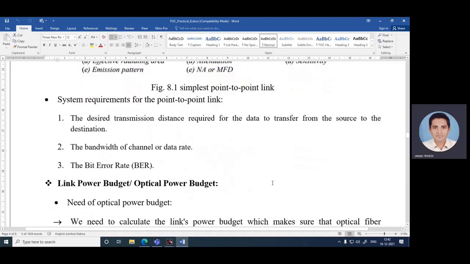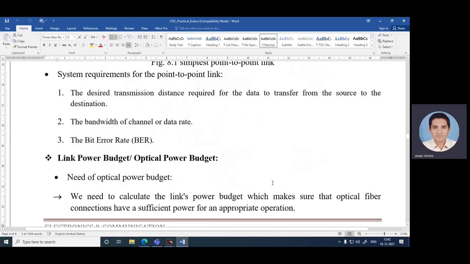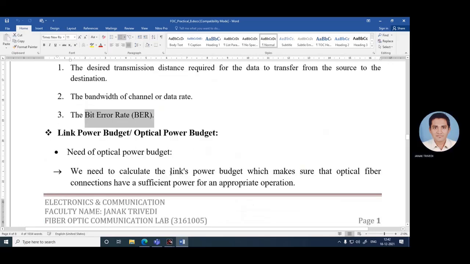System requirements for the point-to-point link. First, the desired transmission distance required for the data to transfer from the source to the destination. Second, the bandwidth of the channel or data rate. And third, the bit error rate.